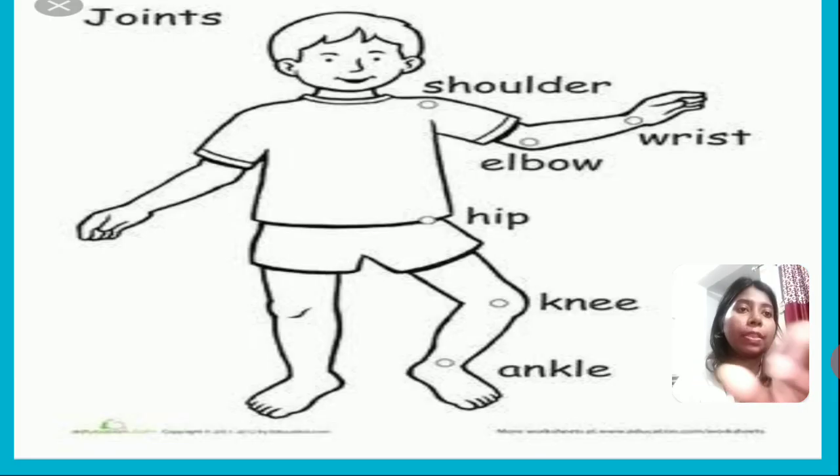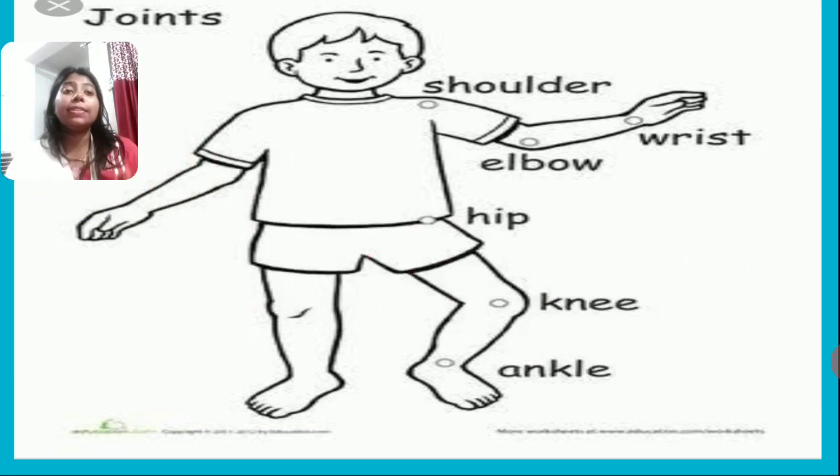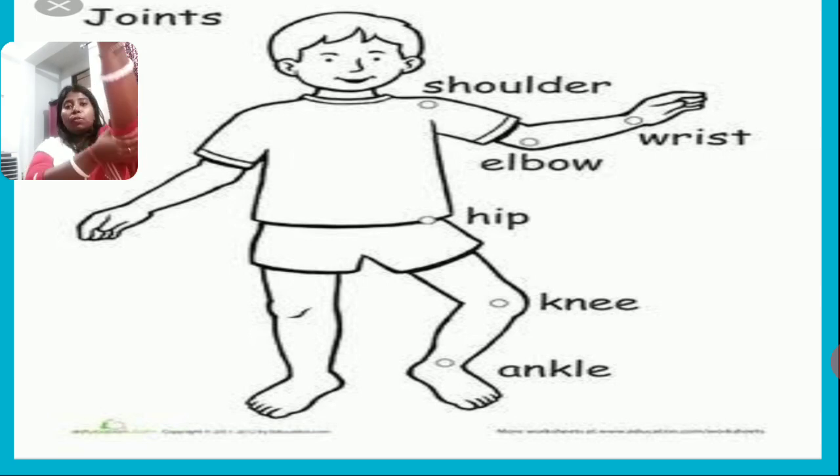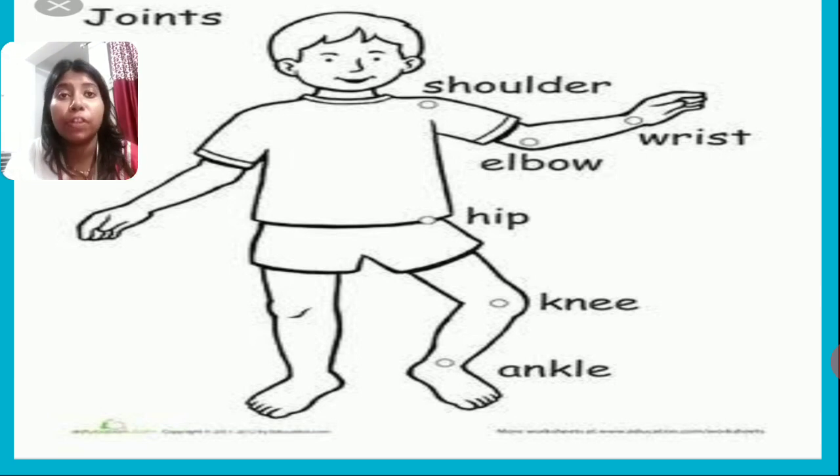And these are the places in your body where you have joints. First is the shoulder, so that you can move the shoulder. Second is the elbow, this portion. Third is the wrist. Clear? Fourth is the hip. Then the knee, and then the ankle. Because of these joints, we are able to move the different parts of our body.